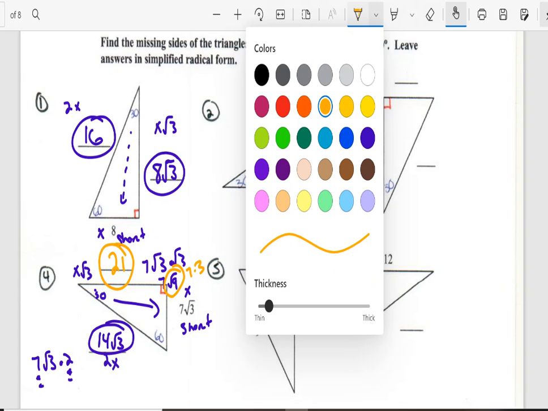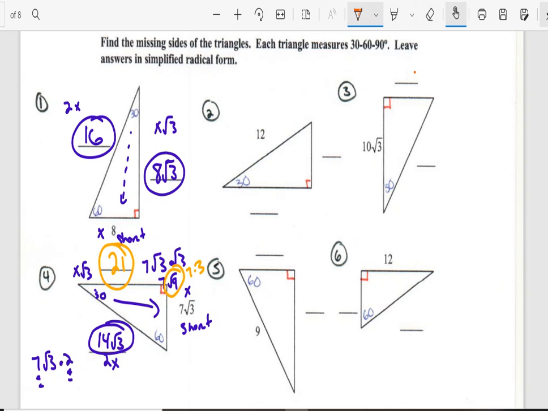Next problem. Number 2. For number 2, this time we are not starting from that nucleus, the short leg. We're starting from the hypotenuse. So again, I'll write the rule. This is x, this is 2x, and this is x root 3. So if this is 12, to go backwards, I need to divide by 2. If I multiply by 2 to go that way, I divide to come back. And then over here, I multiply by the root 3.